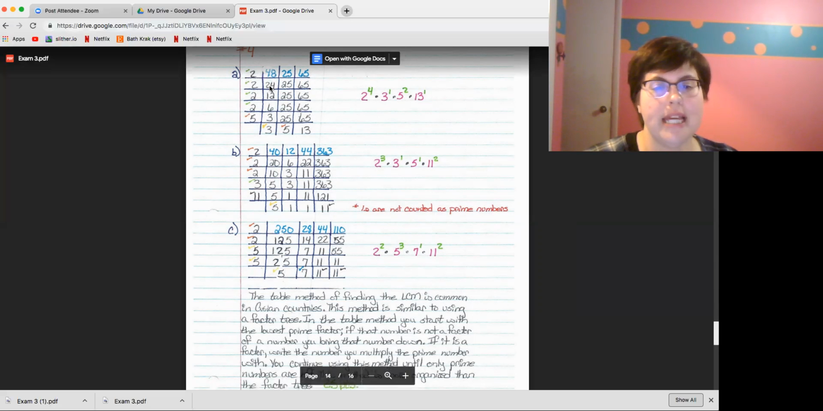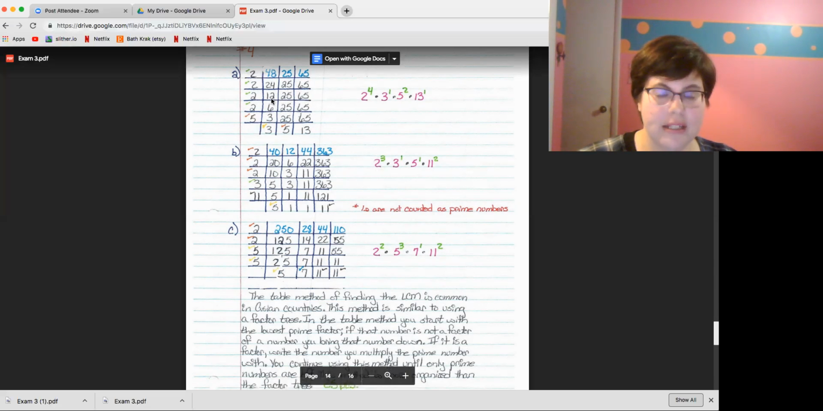2 goes into 48 24 times, so 24 goes under 48, and we write this 2 in here, so work this with me. 25, 2 does not go into 25, so we drop 25 down to the next row. 65 cannot be divided evenly by 2, so we drop it down to the next row. 24 can still be divided by 2, so 2 goes into 24 12 times, so we put 12 under there. 25, not divisible by 2, so we put it down. Same goes with 65 again.